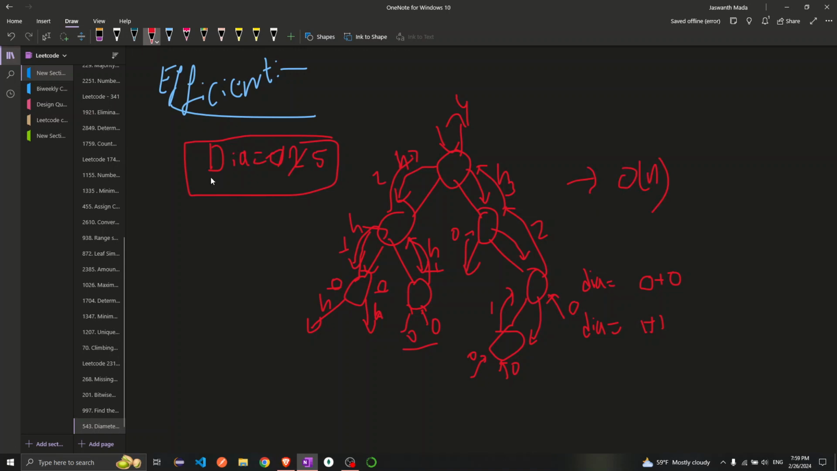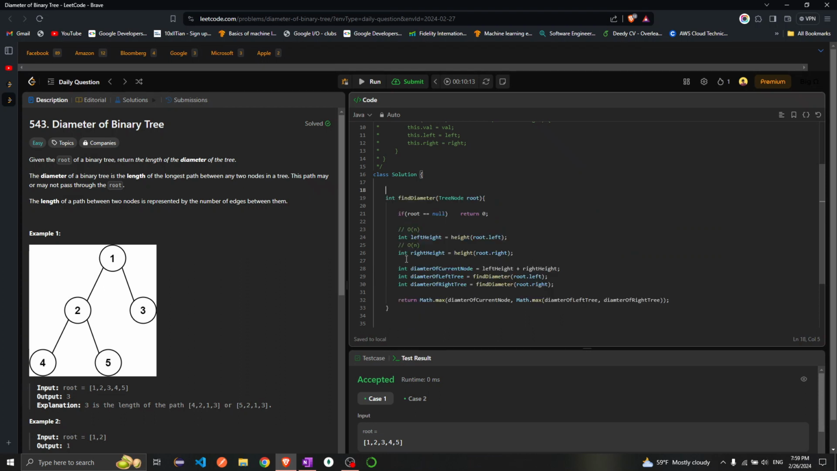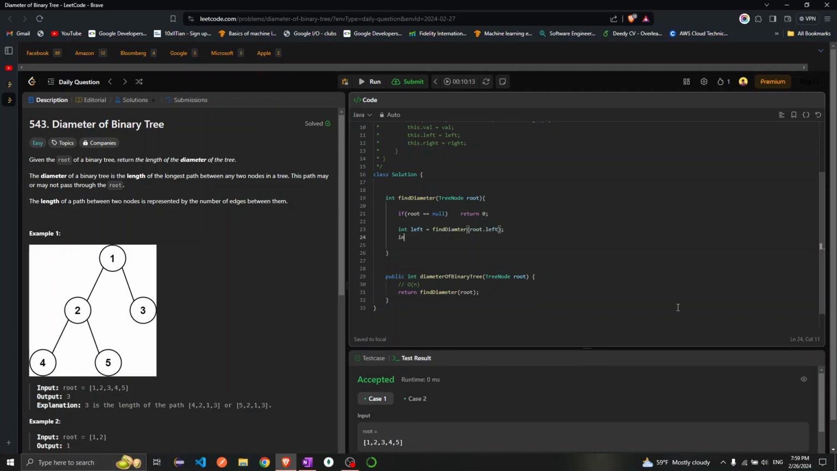This is the optimized solution. So let's tweak this code in order to make it more efficient. So what I'm doing is, from left I'm getting the height of the tree. From right, I'm getting the right height of the tree.